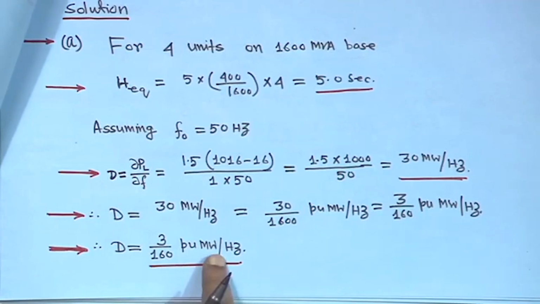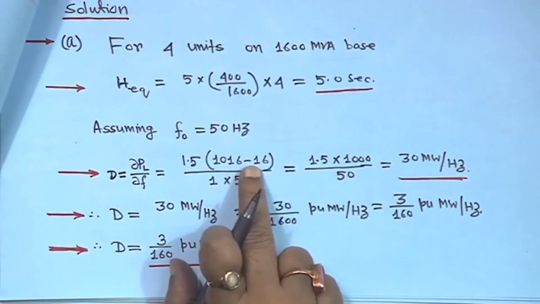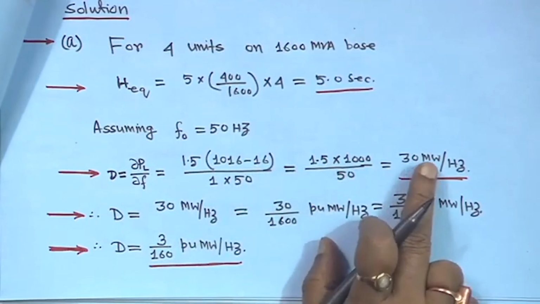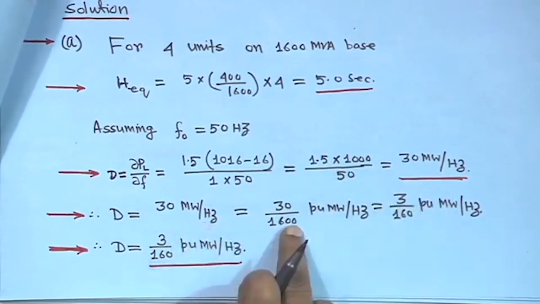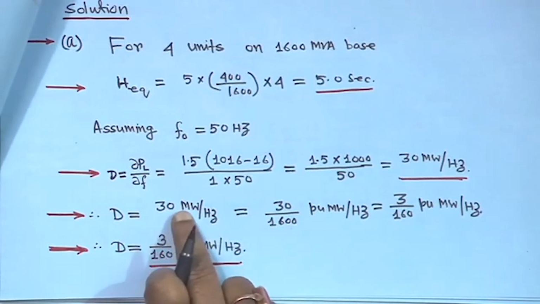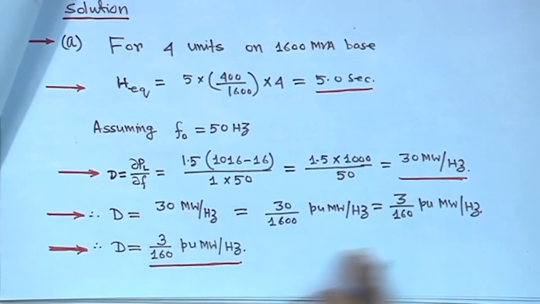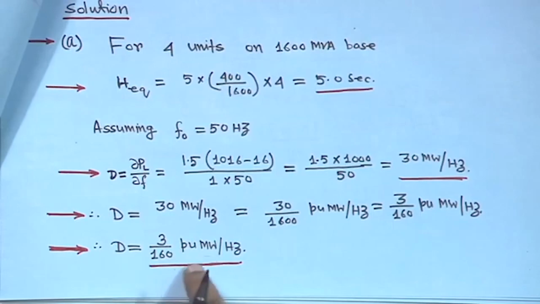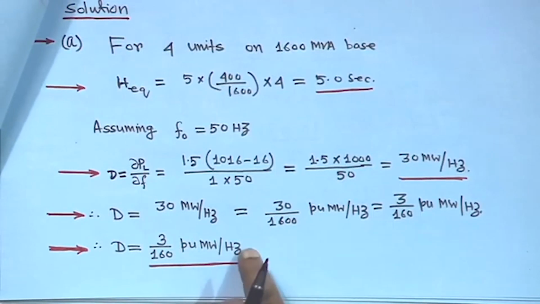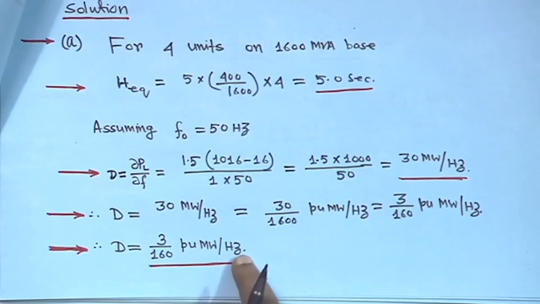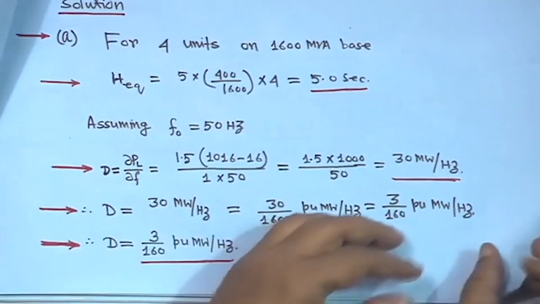I hope you have understood this, because it is a real unit. This is actually megawatt, but the base is 1600, so we are dividing it by 1600. That means this megawatt is converted to per unit megawatt. So D is equal to 3 upon 160 per unit megawatt by hertz, but the frequency you are not changing to its per unit value. Frequency is its original value, original unit, that is hertz.